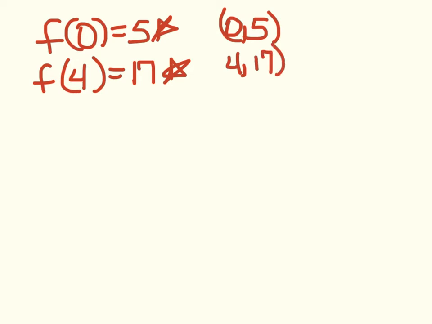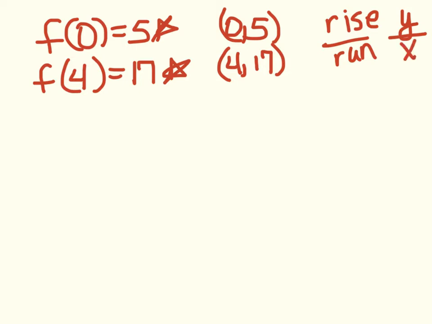If you are given two ordered pairs, can we find the slope? Absolutely. Remember, the slope is the rise over the run. The rise has to do with the y: what was the change in the y over what was the change in the run? So the y over the x.